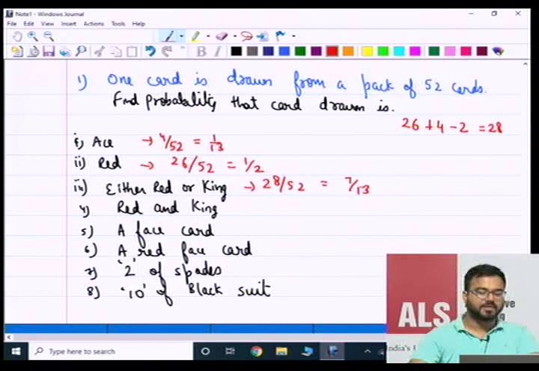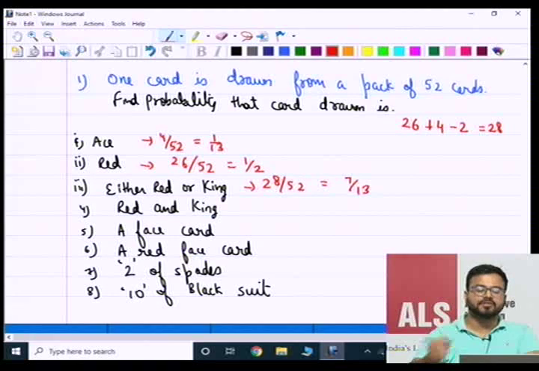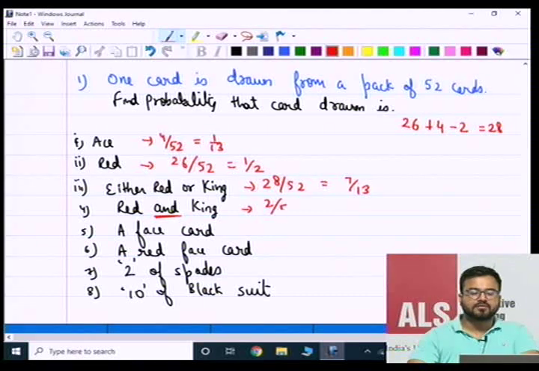7 by 13. So make sure that in the 26 red cards, 2 kings of red color are already included. And since we have added 4 kings, we have to subtract those 2 which are repeated in both of them. Red and king. Now here the word and is written. It should be red and it should be king, both of them simultaneously. So only 2 cards are there, which are the king of heart and king of diamond. So 2 by 52, 1 by 26.